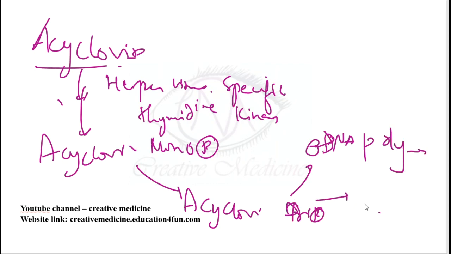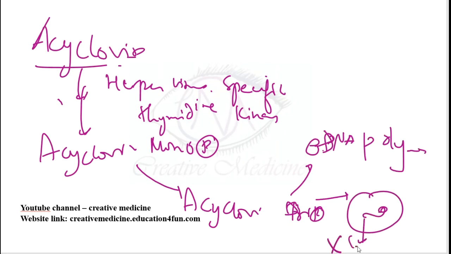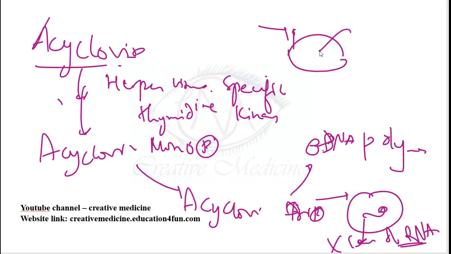It will also get incorporated into the viral DNA and stops lengthening of the chain. It penetrates the cornea well. The half-life of acyclovir is 2 to 3 hours, and it is used with frequent dosing.